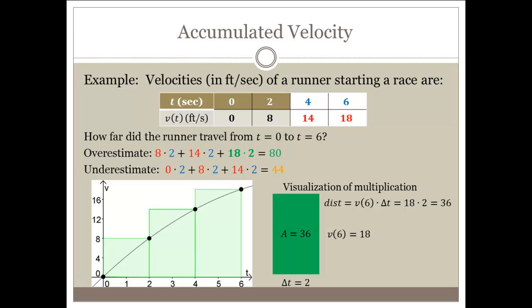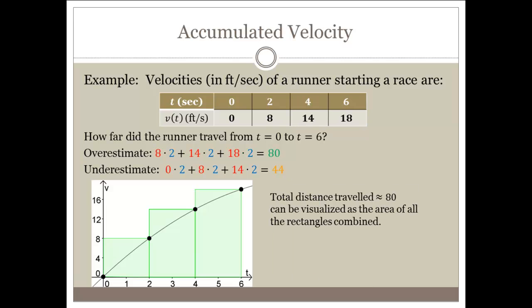Now that we have visualized each term in our equation, 8 times 2, 14 times 2, and 18 times 2, we can visualize the distance traveled, which was roughly 80 feet, as the area of all the rectangles combined. That is, the area of the first rectangle plus the area of the second rectangle plus the area of the third rectangle.